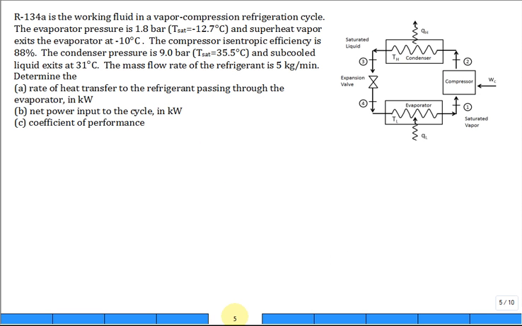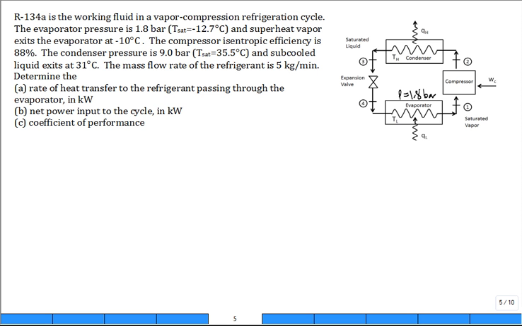Let's solve a problem. So we have refrigerant 134A as the working fluid in a vapor compression refrigeration cycle. The evaporator pressure is 1.8 bar. So this evaporator is at a pressure of 1.8 bar. And they tell us the corresponding saturation temperature of the refrigerant is negative 12.7 degrees C.